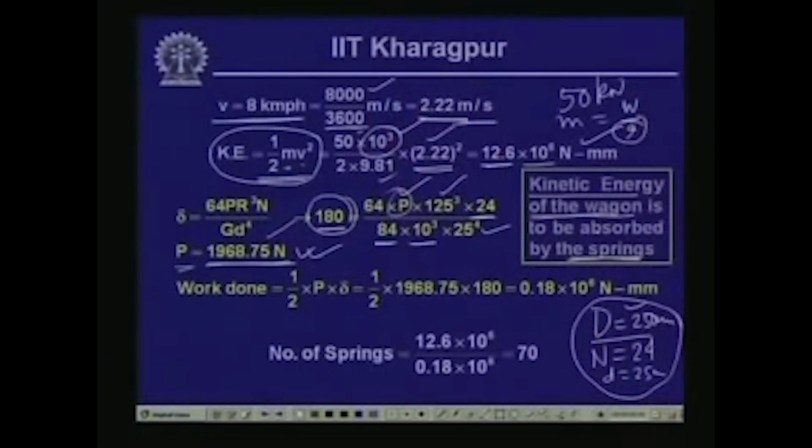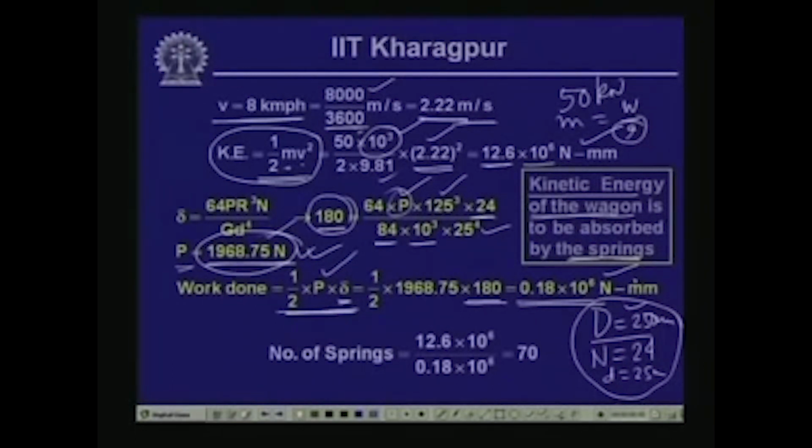So, the work done by the spring is equal to half P times delta. P, as we have seen over here, is 1968.75, and the deformation delta is equal to 180 millimeter. So, this gives us a value of the work done by each spring as 0.18 into 10 to the power 6 Newton millimeter.